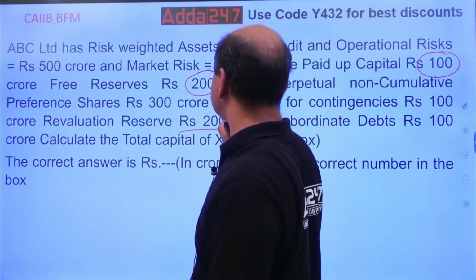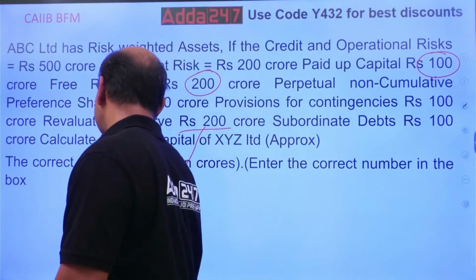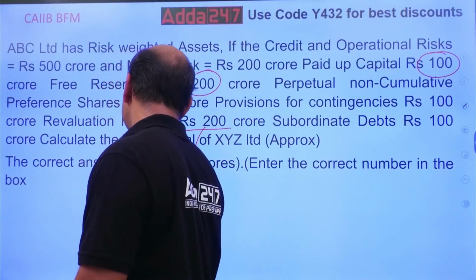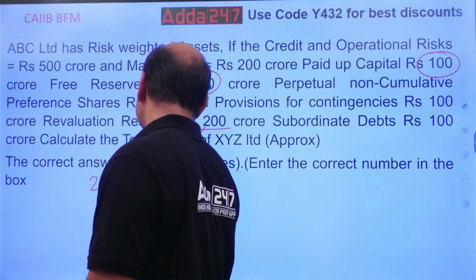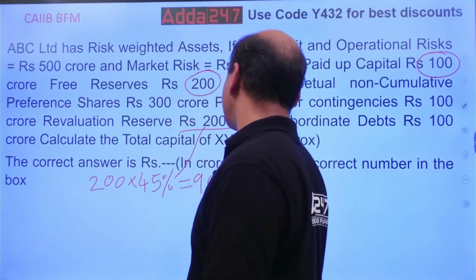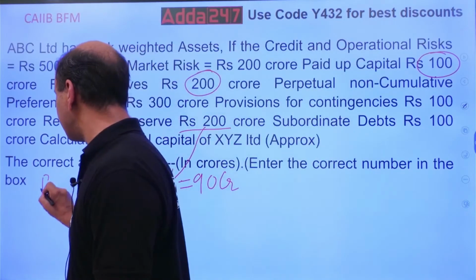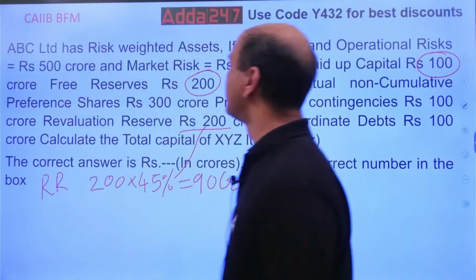I'll mark it separate over here. 200 into 45%. We are taking it at 55% discount. So that is 90 crores. Okay, so 90 crore is my revaluation reserves, RR. So 3 are done.